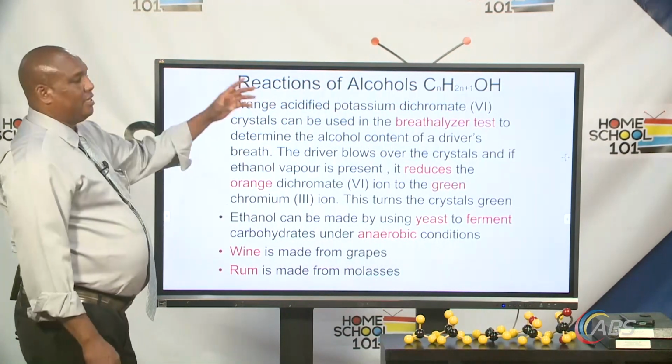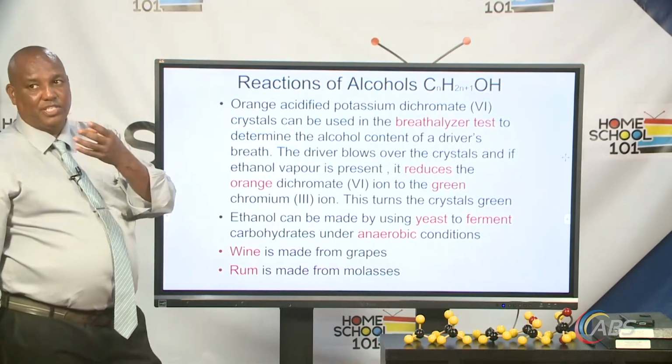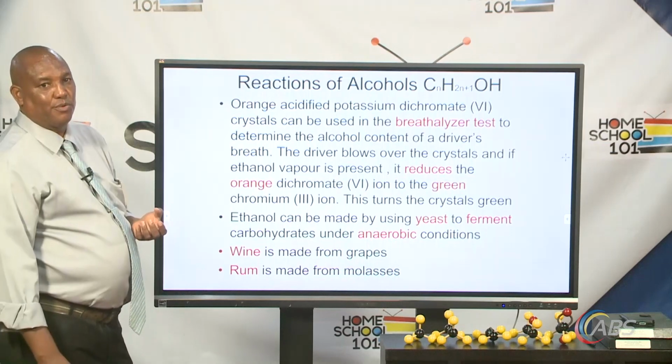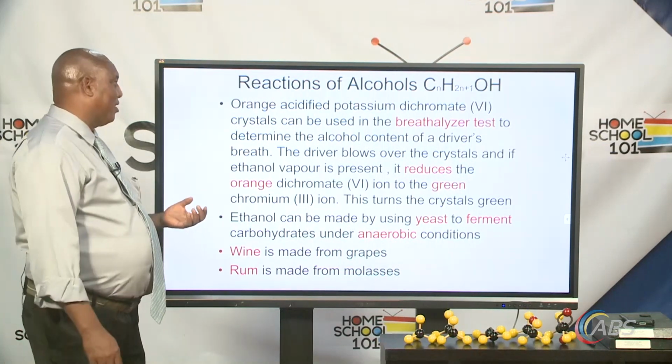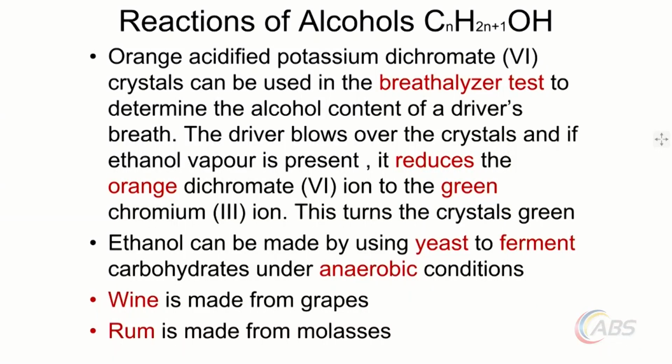Now, the breathalyzer test. The breathalyzer test is what the policemen use to determine if you drank too much alcohol when they stop you on the road. So orange acidified potassium dichromate(VI) crystals can be used in the breathalyzer test to determine the alcohol content of a driver's breath. The driver blows on the crystals. If it changes from orange to green, we know that you're drunk. You drank alcohol, you consumed, you imbibed.